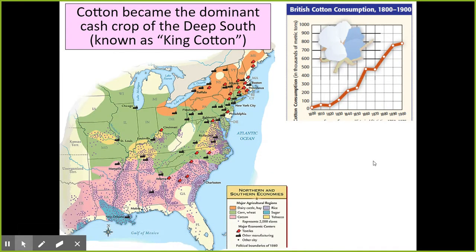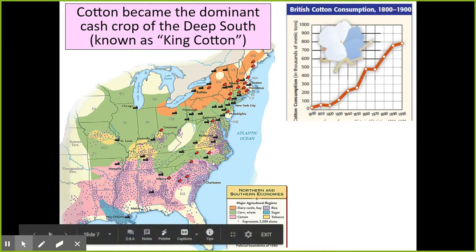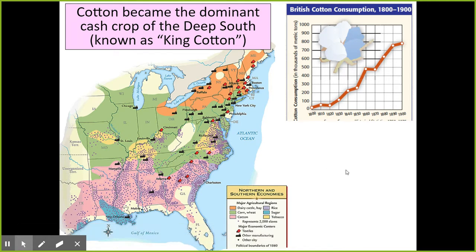Cotton becomes the dominant cash crop of the Deep South. We're going to know it as King Cotton. And why is it King Cotton? It's King Cotton because it becomes the preeminent crop.